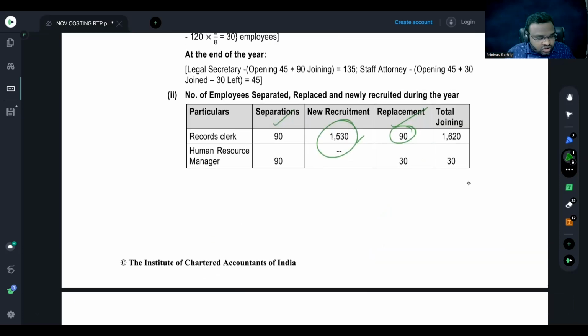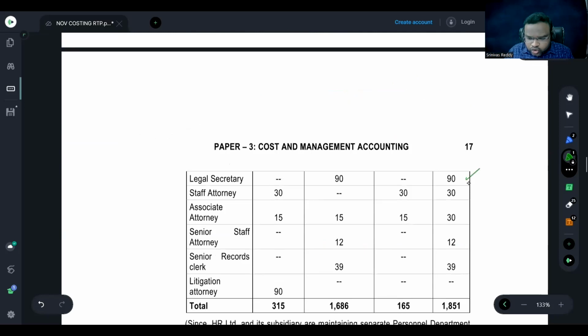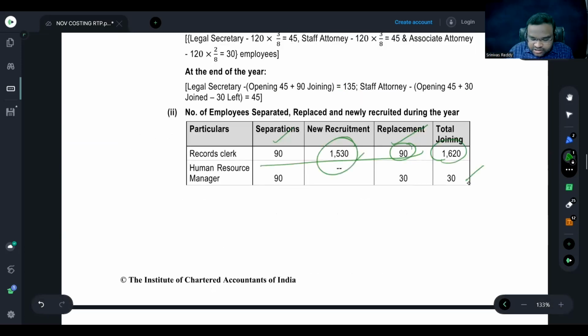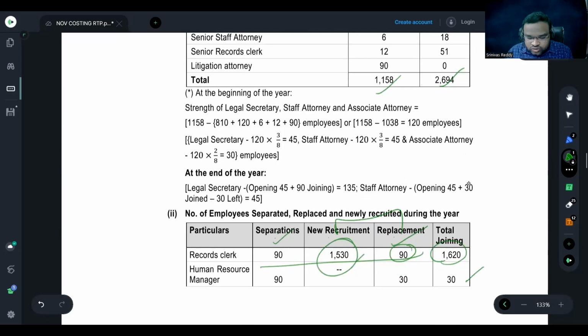If you see the records clerk, total 1620 joined. If I take total joined, whether it is replacement or whatever it is, out of 1620, 90 got replaced. New recruitment is 1530. So I'll take all these three. Total joining is 1620. The next one is 30, which is already given, and legal secretary is also given, 90. So it is total joining, including recruitment: separations plus accessions, so separations plus new recruitment plus new replacement.